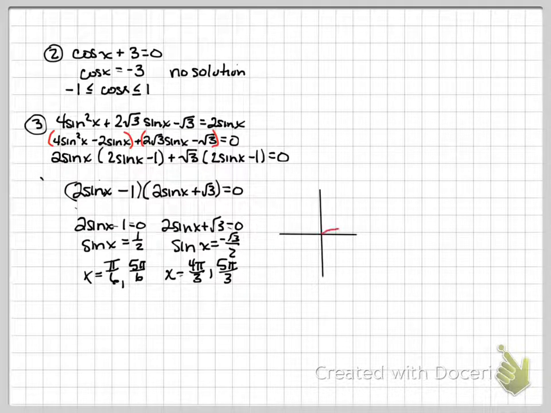Okay, well, pi over 6 is over here. 5 pi over 6 is here. 4 pi over 3 is down here. And 5 pi over 3. Now looking at these, if I gave them all the same denominator, just to check my placements, I know that this would be 8 pi over 6, and then this one would be 10 pi over 6.